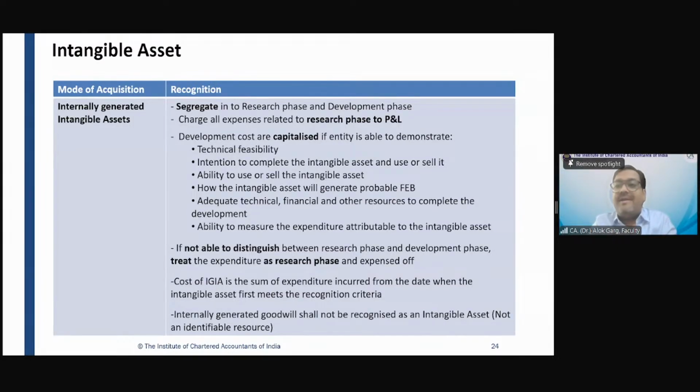Internally generated intangible assets. This section is very relevant to the pharmaceutical industry, the software industry, the IT industry.